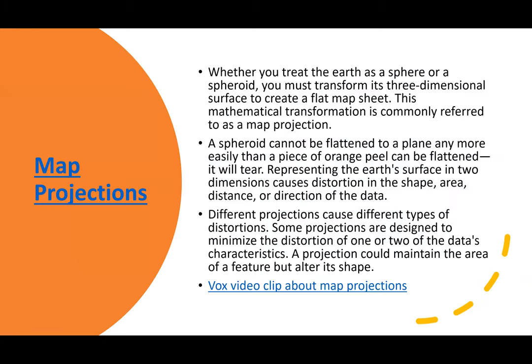More on map projections. Whether you treat the Earth as a sphere or a spheroid, you must transform its three-dimensional surface to create a flat map sheet. This mathematical transformation is commonly referred to as a map projection. A spheroid cannot be flattened to a plane any more easily than a piece of orange peel can be flattened. It will tear. And so representing the Earth's surface in two dimensions causes distortion in the shape, area, distance, or direction of the data. Different projections cause different types of distortions, and some projections are designed to minimize the distortions of one or two of the data's characteristics. A projection could maintain the area of a feature but alter its shape.